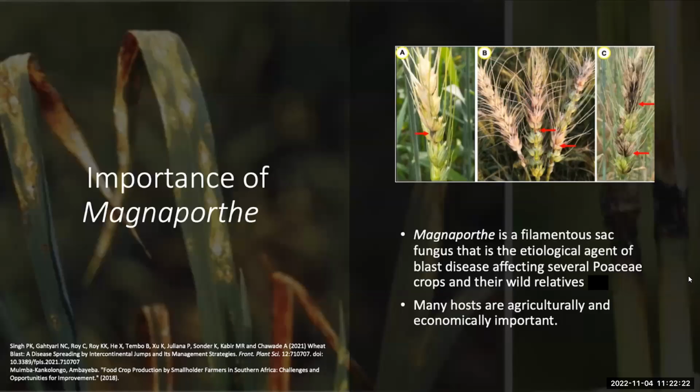Button work now. Okay. I want to begin by introducing our focal species for this research study. It's Magnaporthe oryzae. Magnaporthe oryzae is a filamentous ascomycete fungus with a pathogenic life history. It is the etiological agent that causes blast disease in Poaceae crops and their wild relatives.